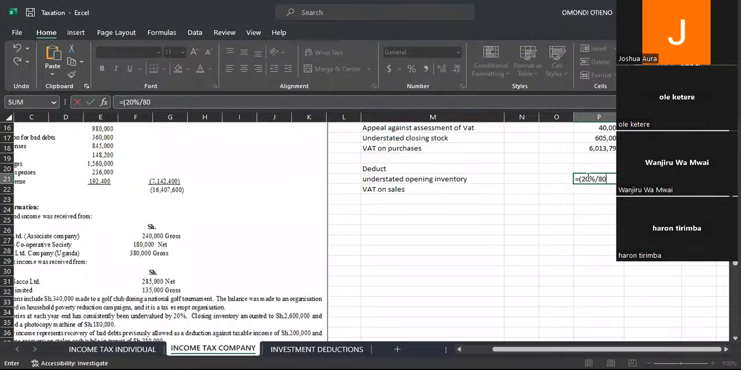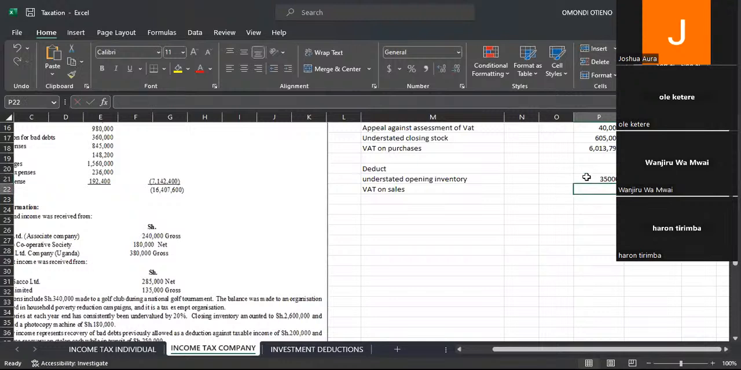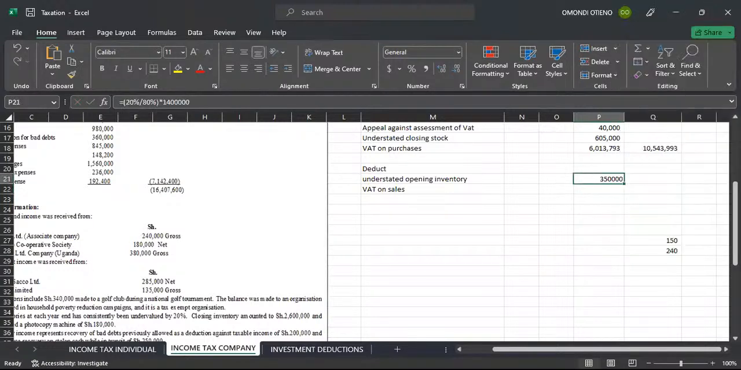So the missing 20% will be 20%, we divide by 80%, and then we multiply by the value given to us, which is 1,400,000. If you do that, you'll be able to get 350,000.